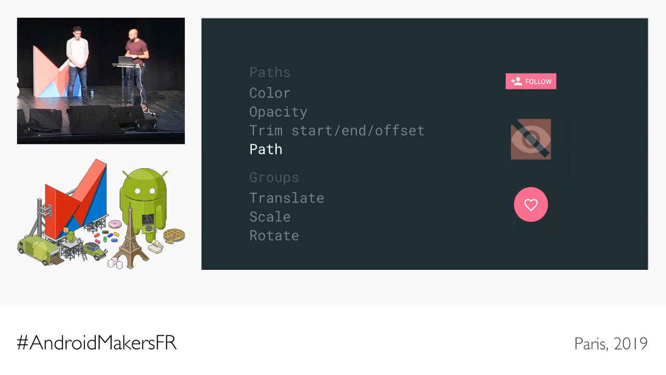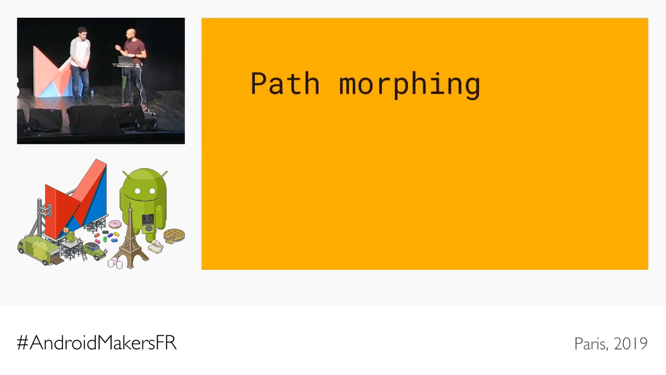So I think path morphing is actually probably one of the most interesting properties that animated vector drawable can do, and you made it even easier. Yes, also the most complicated, and I have 30 seconds. But it is also my favorite thing to talk about.